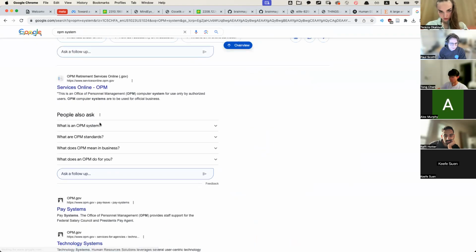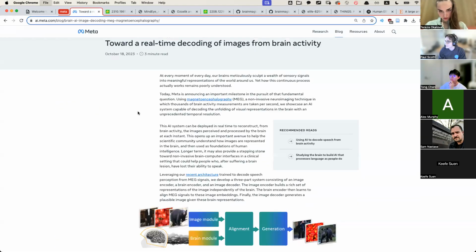OPM is, Paul, I can do a little. I don't know many of the details of OPM, but it's optically pumped magnets. I believe something along those lines. But the major benefit of it is, it's basically the same MEG technology, but it doesn't need to be super cooled.